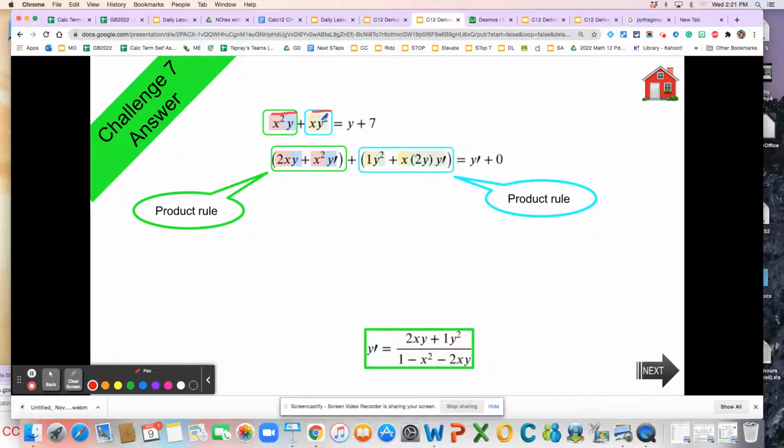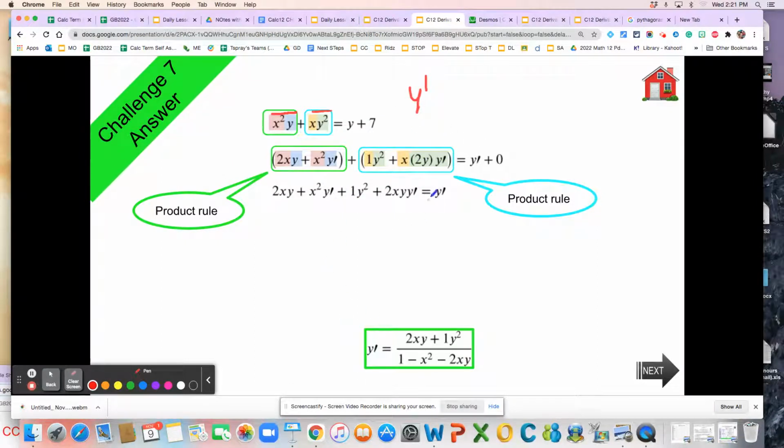Then we're going to do the same thing over here. Yes, this took a lot of time to color code on Google Slides. So there's f, there's g, f prime g plus f g prime. It's a product rule. And now after this, it's just a matter of, again, what are we trying to find? We're trying to find y prime.